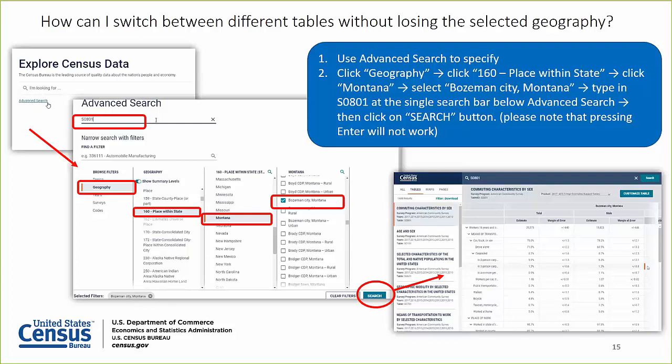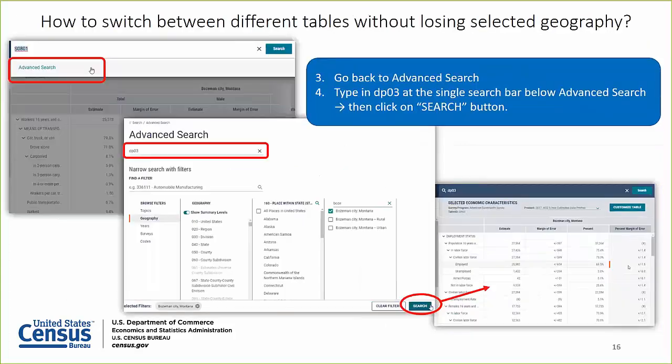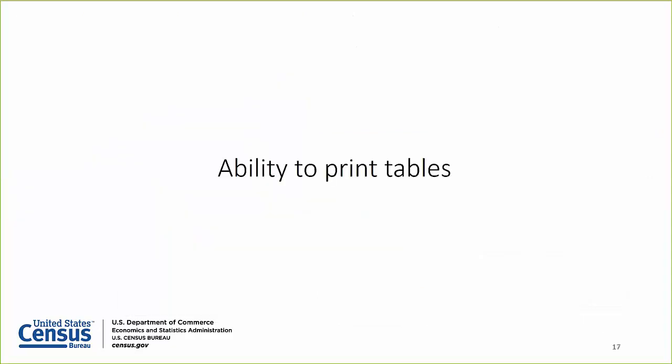And then once you get the table, you can go back into the advanced search and put in a new table. In this case, we put DPO3, and then click search, and it keeps the Bozeman City, Montana that we had put in, and just changes the table ID.